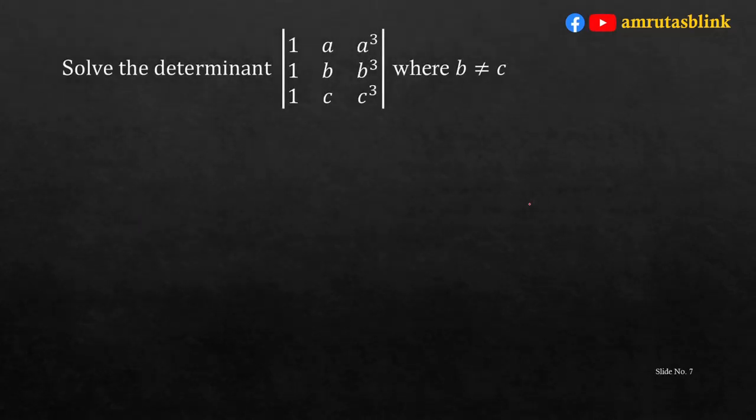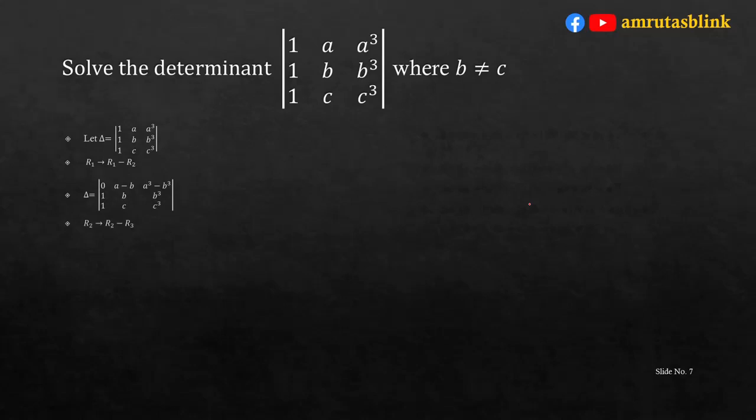Moving to next problem. Solve the determinant |1 a a³; 1 b b³; 1 c c³| where b is not equal to c. Now, let us say delta is equal to |1 a a³; 1 b b³; 1 c c³|. Now, we will perform row operation as R1 will become R1 minus R2. Hence, delta will be 1 minus 1 is 0, a minus b, and a³ minus b³. Row 2 and row 3 as it is, that is 1 b b³ and 1 c c³.